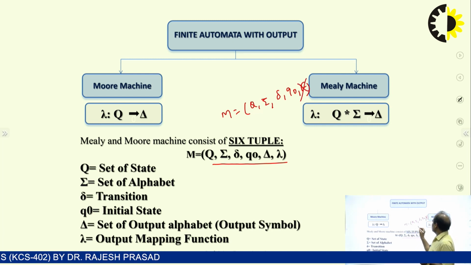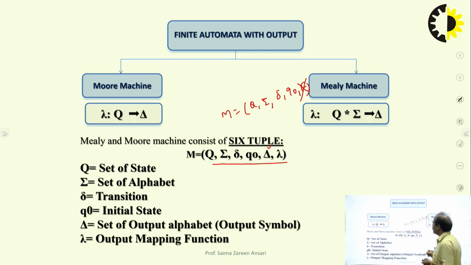So now this is Q, sigma, delta, Q0, and since the output is not going to be taken from the input alphabet like 0 and 1, we can define an output alphabet. We can take output from any other alphabet, and there is an output function. In the Moore machine, the output function lambda is a function of the current state only. While in the Mealy machine, the output is a function of the current state as well as the current input both, right?